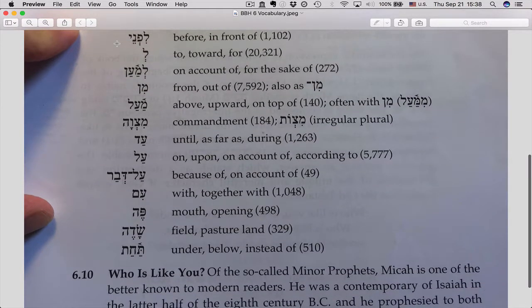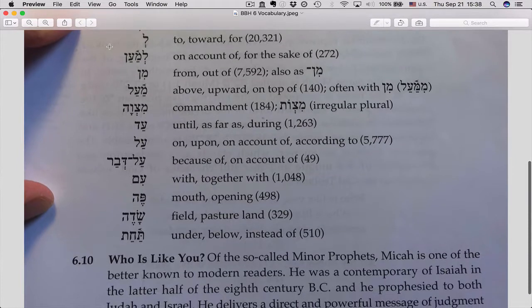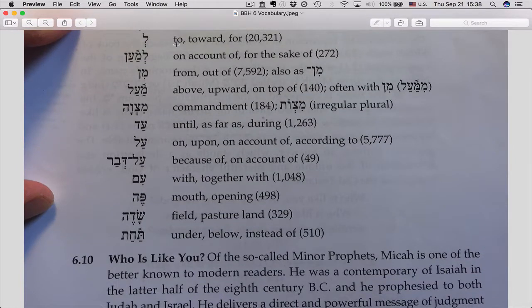Lifnei. Leaf, one syllable, nay. Lifnei, before or in front of. L, to, toward, for, one of our inseparable prepositions. Extremely common.